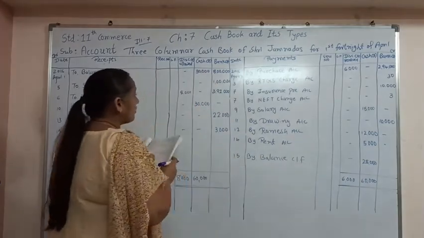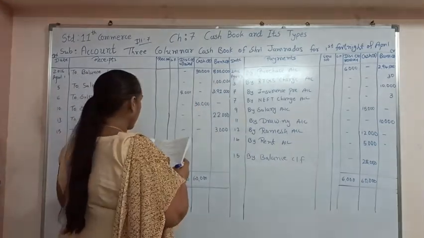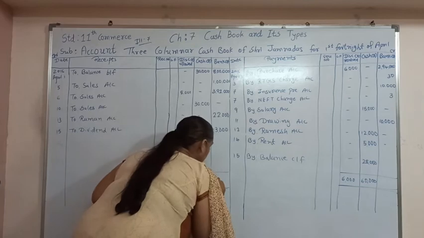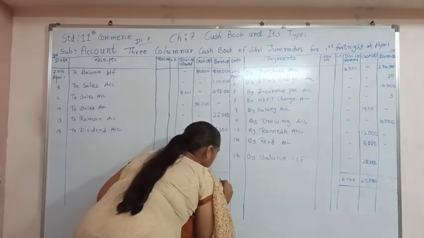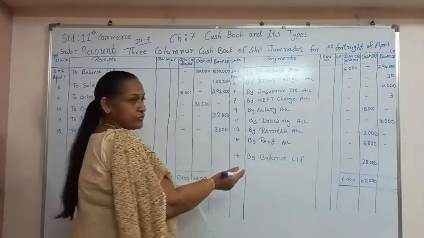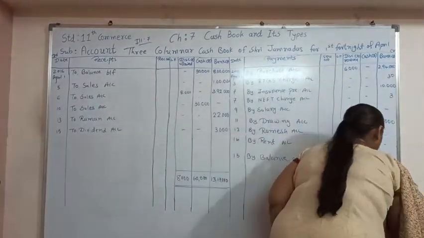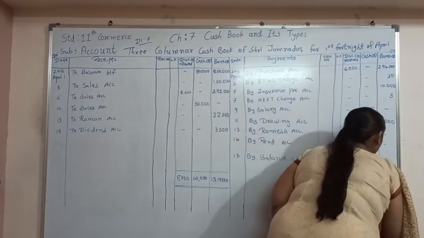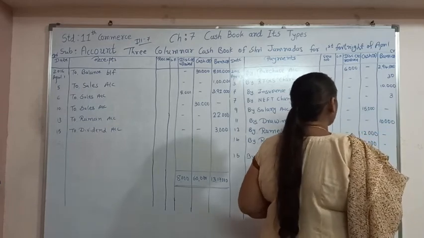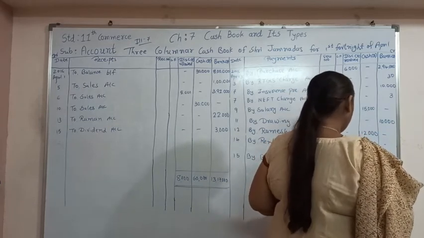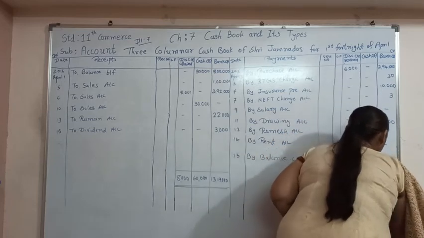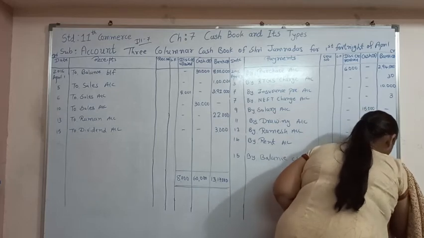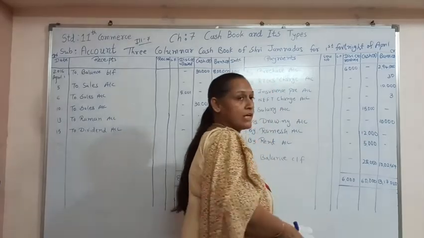Now let's make the total of the bank column. 8 lakh, 1 lakh, 3 lakh 92,000, 22,000 and 3,000. So the total will be 13 lakh 17,000, which we take to the other side. From 13 lakh 17,000, if we deduct 2 lakh 94,000, 30, 10,000, 3 and 10,000, the balancing amount will be 10 lakh 2,967 rupees. So this is our bank balance.